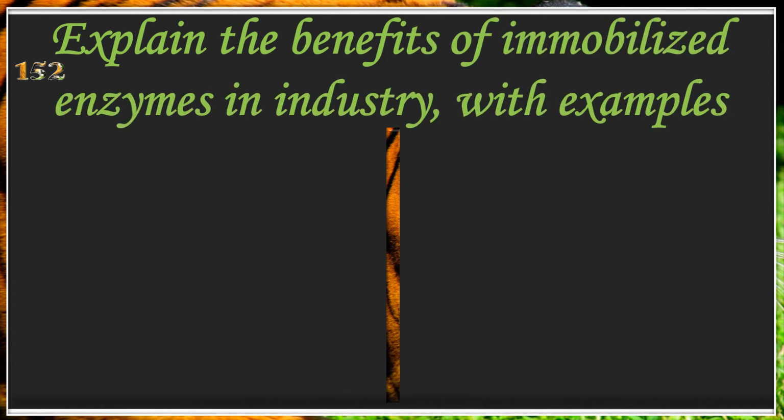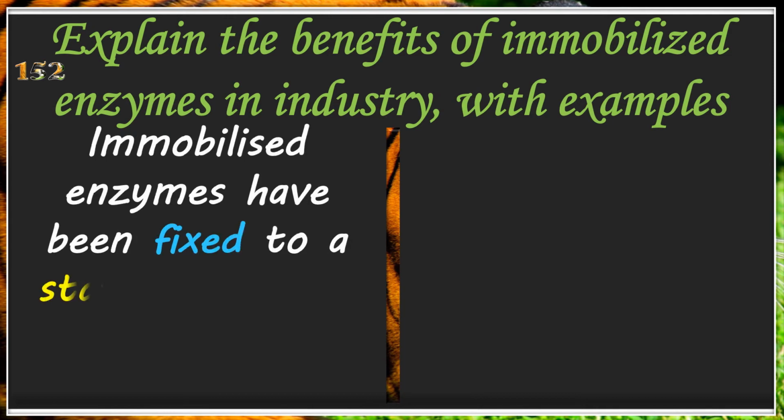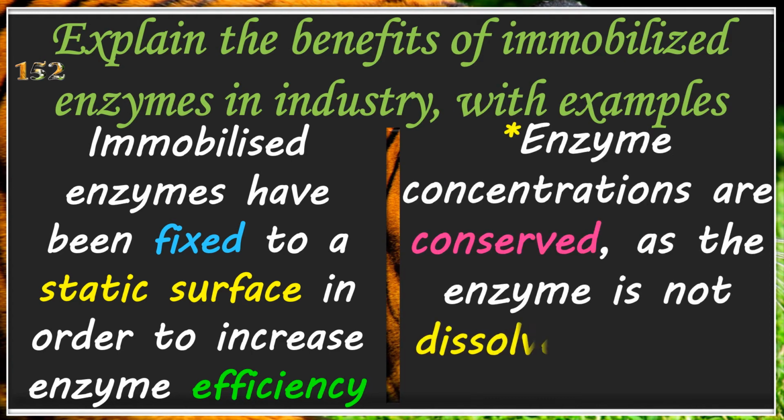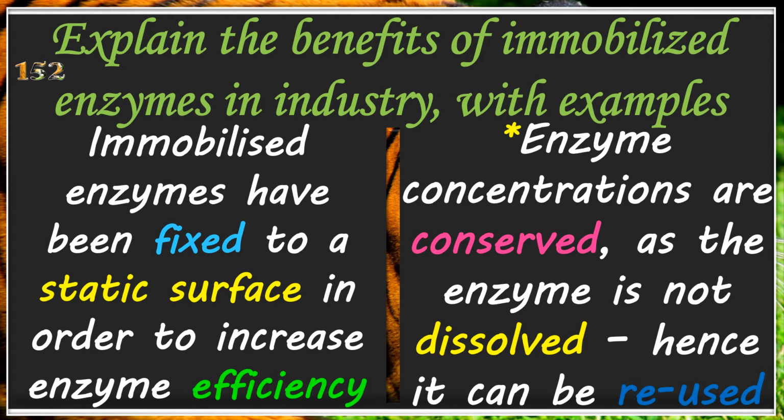Explain the benefits of immobilized enzymes in industry with examples. Immobilized enzymes have been fixed to a static surface in order to increase enzyme efficiency. Enzyme concentrations are conserved as the enzyme is not dissolved. Hence, it can be reused.